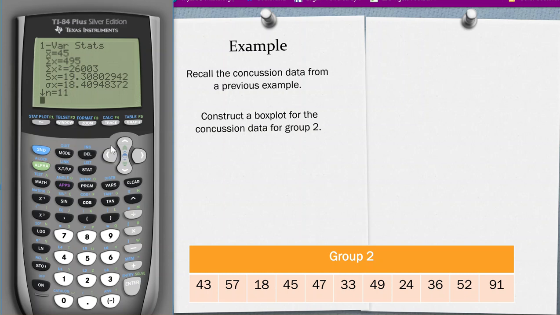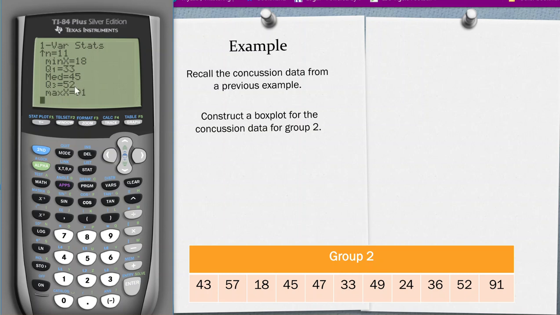Now, to further go with this problem, to find the 5-number summary, this arrow means we have more information available to us, so we'll scroll down. As we scroll down, we see the minimum is 18, Q1 is 33, the median is 45, Q3 is 52, and the max is 91. So this is the 5-number summary that we need to calculate everything. And we can calculate the outliers and draw the box plot from this information.